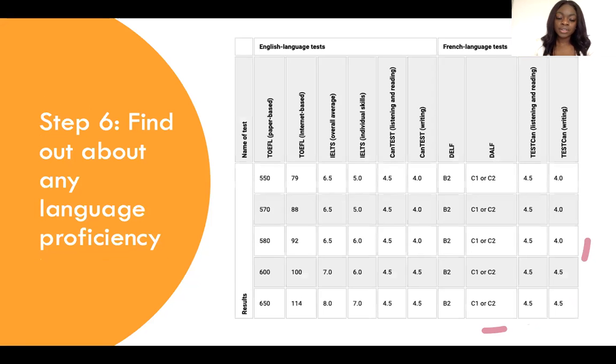There are different kinds of English language tests: the TOEFL, the IELTS, the CAEL test. Those are just the English ones, and here are the equivalencies. So if they say that you need a minimum of 550 on the TOEFL paper-based test, but you took the IELTS, that's still fine. That just means that you need an overall average of at least 6.5. And like I said, for some schools, a French language test is also needed. These are the different kinds of French language tests: the DELF, the TCF, and those are the equivalencies as well.